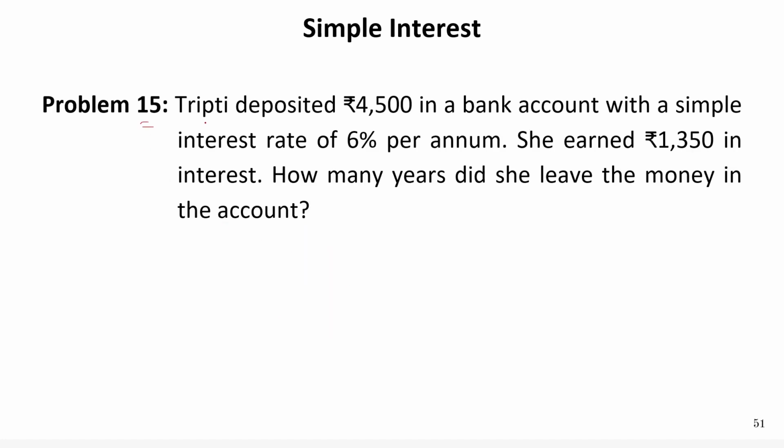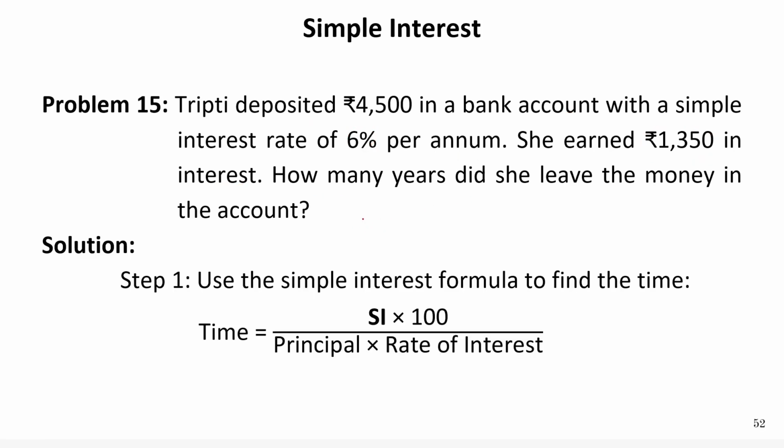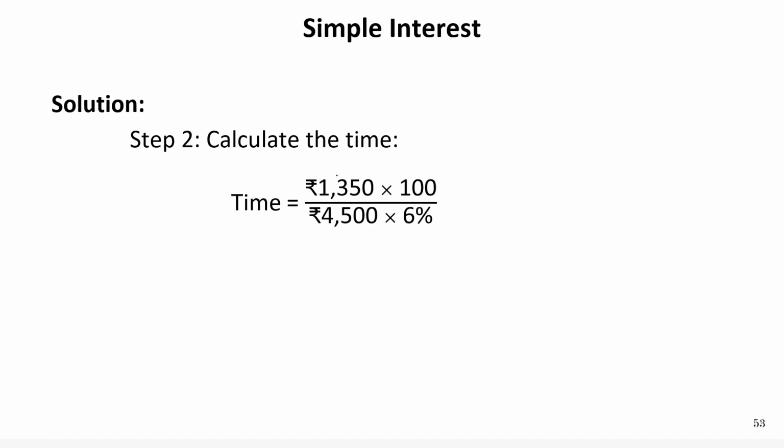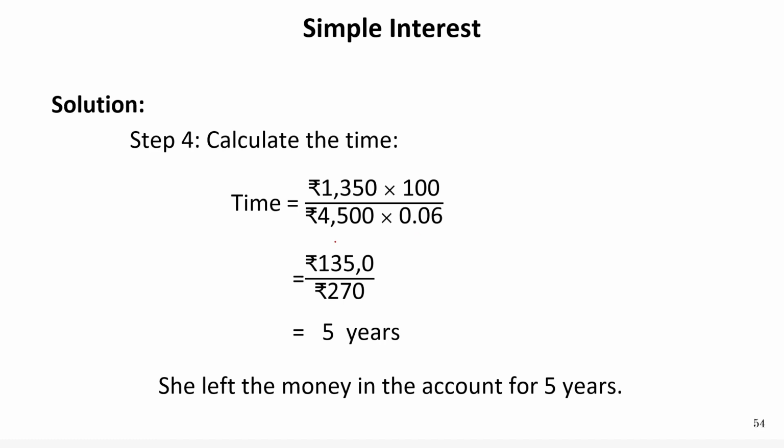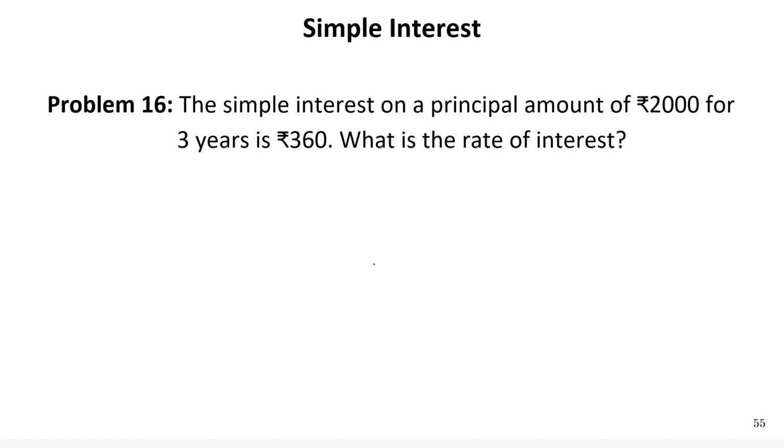Let's see problem number 15. Tripti deposited 4500 in a bank account with a simple interest rate of 6% per annum. She earned 1350 in interest. How many years did she leave the money in the account? Using the simple interest formula, time is equal to SI into 100 by principal into rate of interest, which is 1350 into 100 whole by 4500 into 6. So it will be 1350 by 270, which is equal to 5 years.